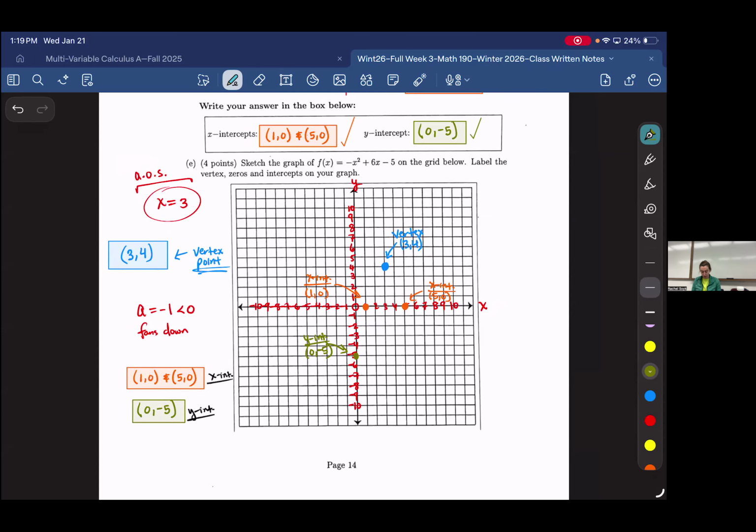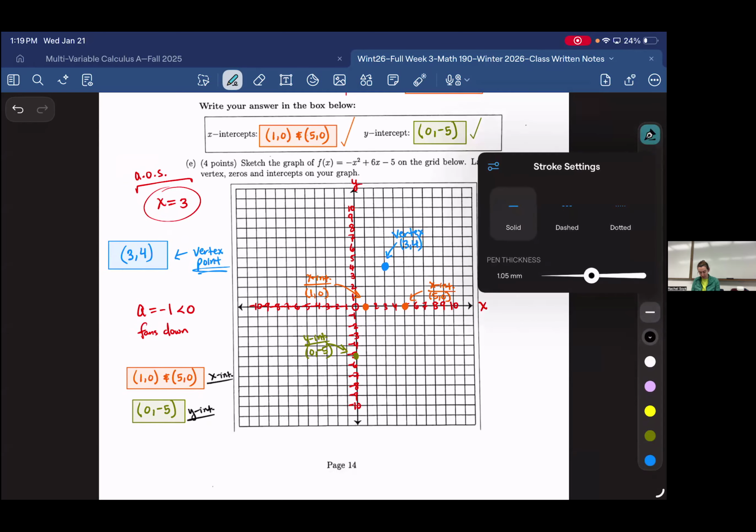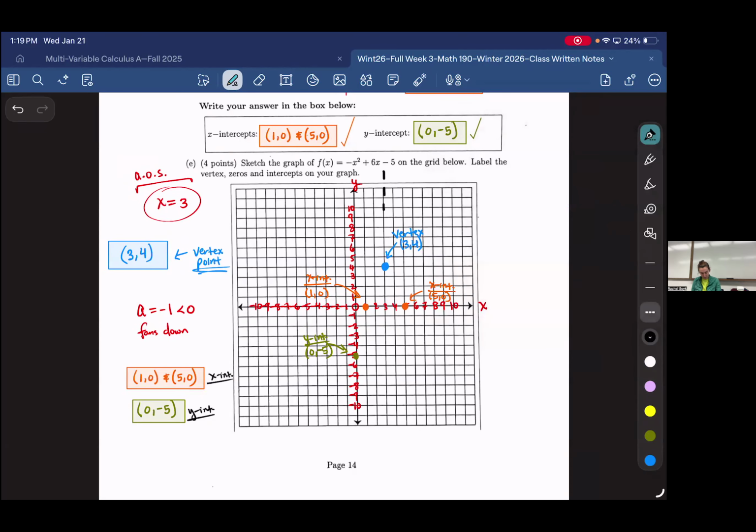Now they don't ask you to put in your axis of symmetry, but I personally like to put it in because then I can reflect the y-intercept point quite easily. I think when I scanned it in, it was slightly off.